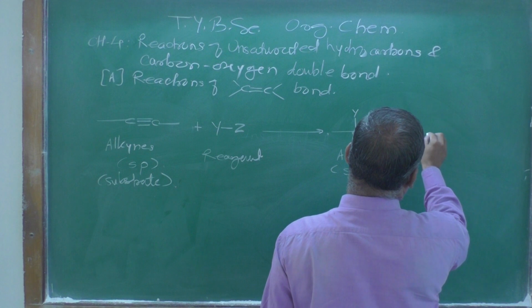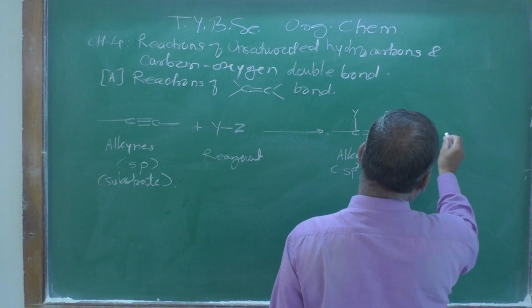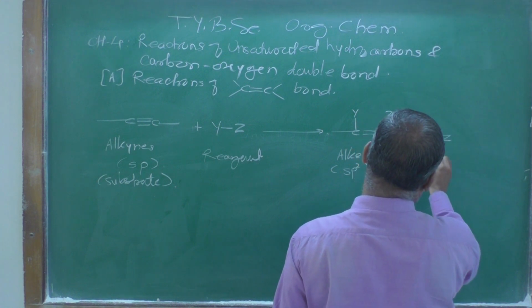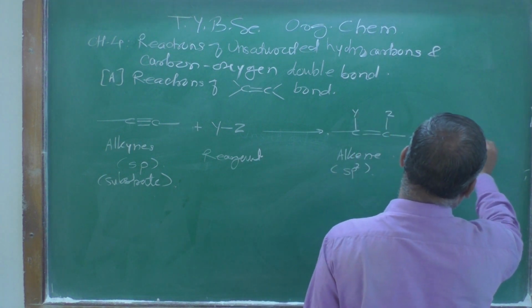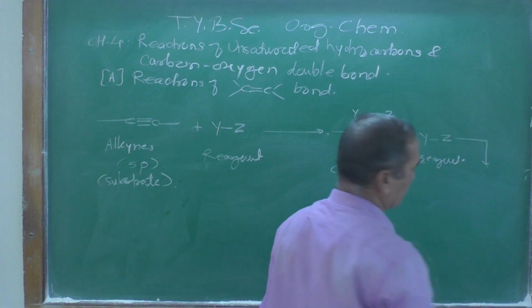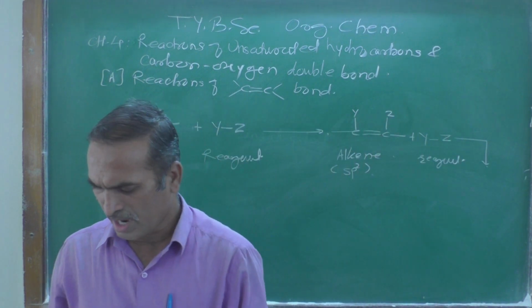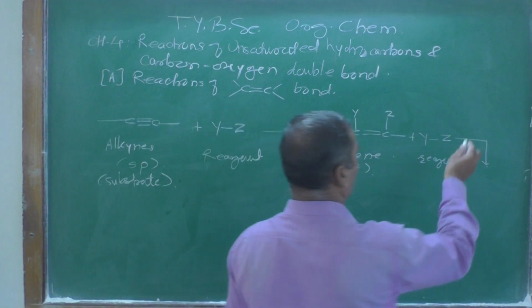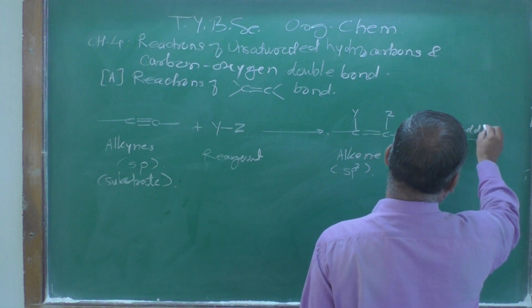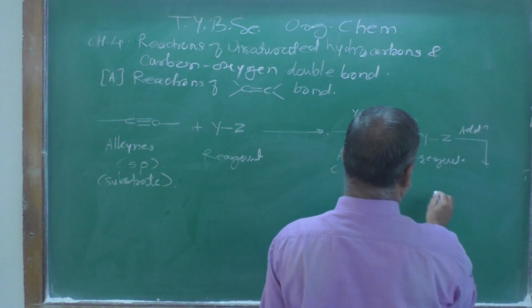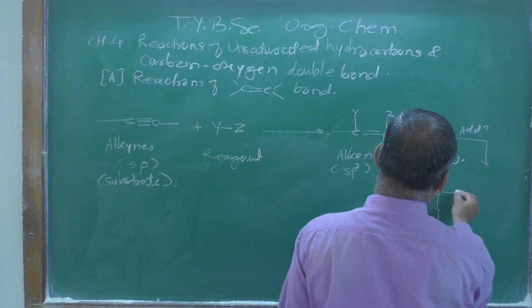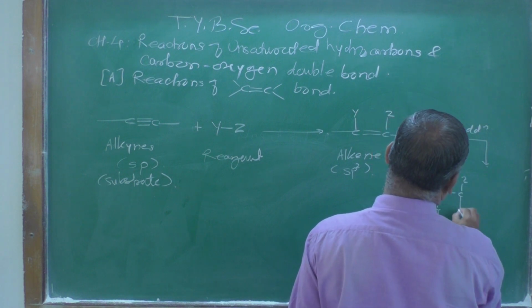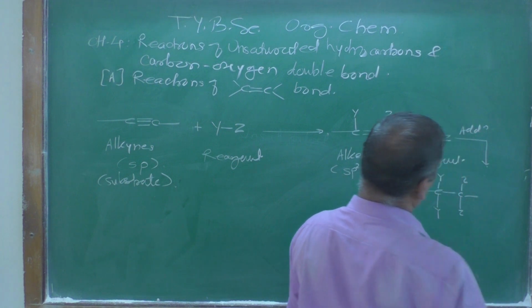Now I am adding YZ as a reagent to the alkene. What are you going to get here? Again there is an addition reaction. Again an addition reaction takes place over here. What are you going to get? Here you get Y, again a single bond, and Z.